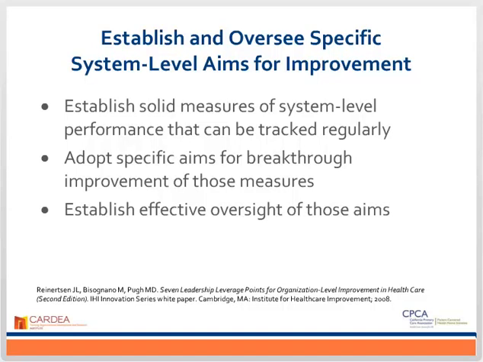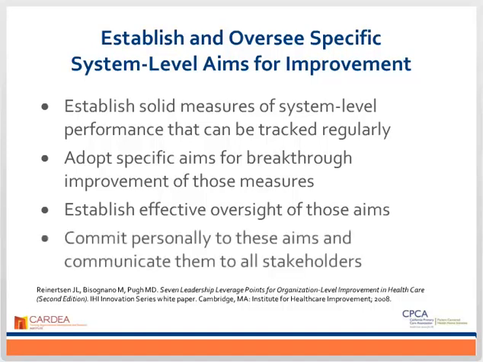And while it may be tempting for a board to delegate adopting aims and overseeing measures to the CEO and senior leaders, this work must be led by the board so that the CEO and the organization as a whole see these aims and measures as priorities. And finally, commit personally to these aims and communicate them to all stakeholders. In many cases, hearing stories of how patients and their families have been impacted by quality events supports this process.